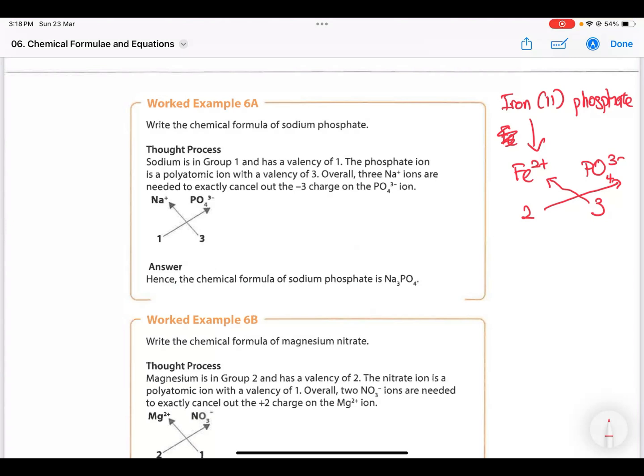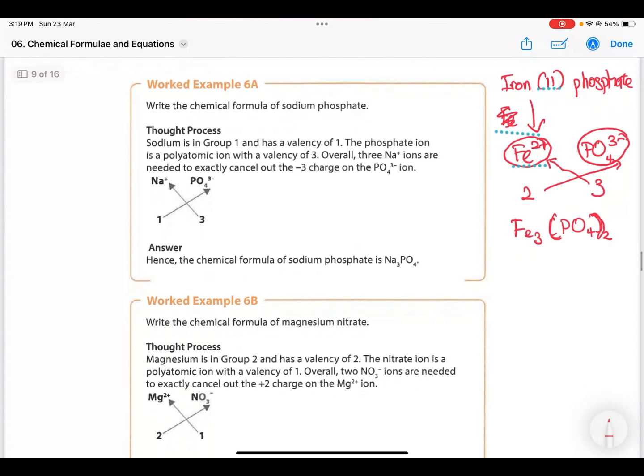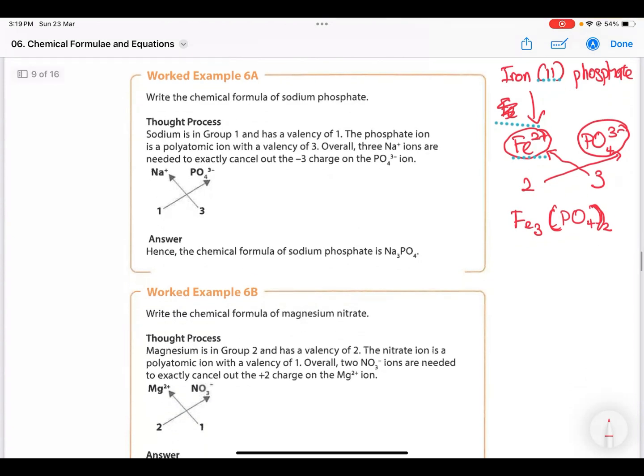So think of it as Fe2+ is one cluster like that, and PO4 3- is one cluster like that. So you're crossing it to the bottom right hand corner of the cluster. Once you are forming the chemical formula, all your charges will disappear. So you're going to get Fe3. And because PO4 is a polyatomic ion, you need to bracket PO4 with a 2. As long as it is a polyatomic ion, you need to include the bracket over here. So the formula for iron 2 phosphate will be Fe3(PO4)2.